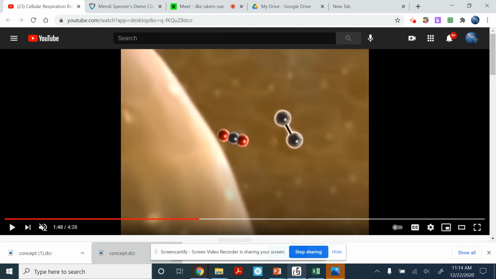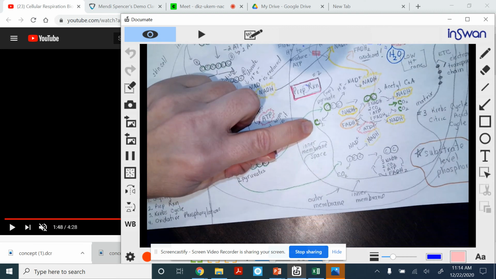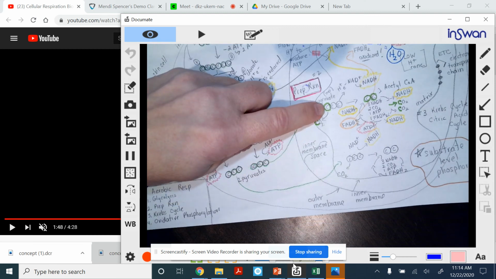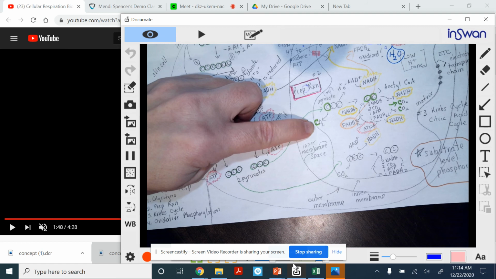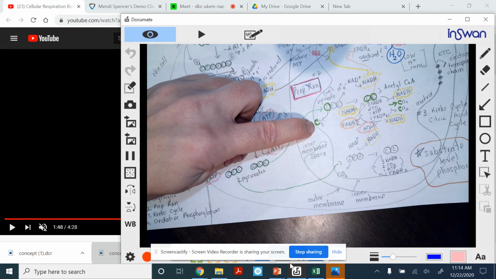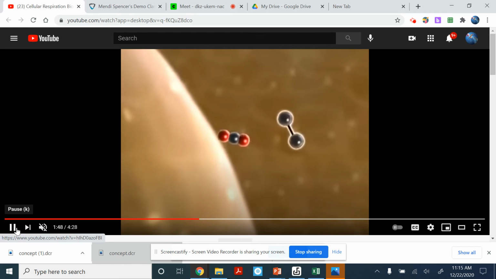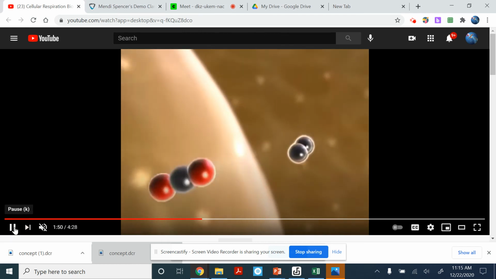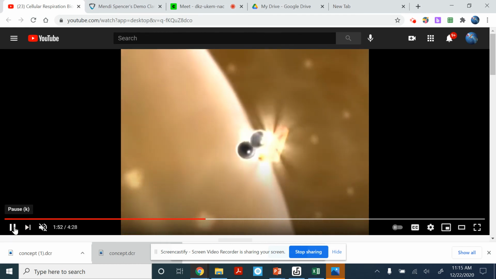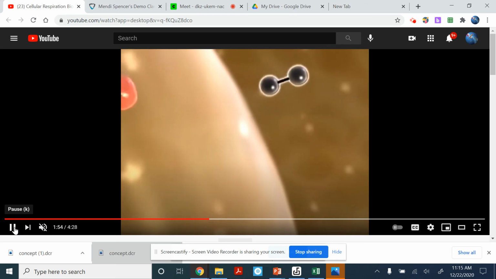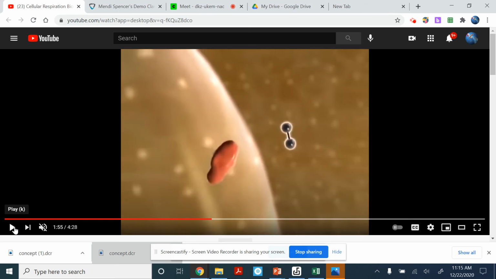Let me show you. It's right here. So when a carbon atom is removed, it's combined with 2 oxygens. And so you have carbon dioxide. There's our CO2. And here comes another bus. Because remember we're going to make, there we go, NADH again.